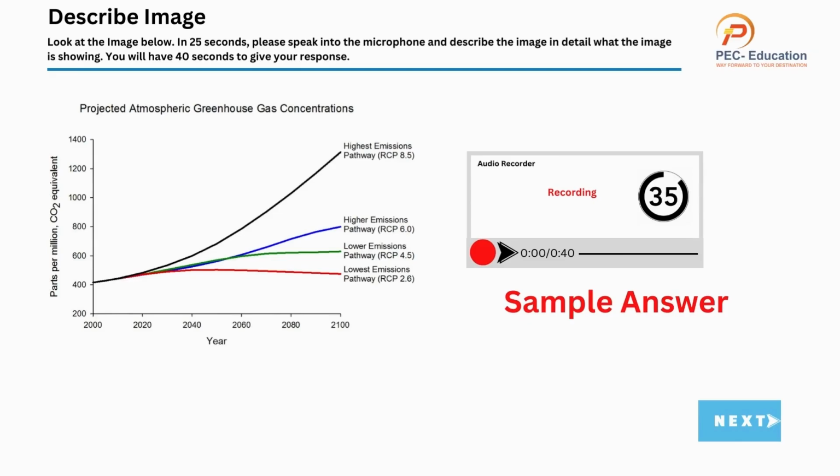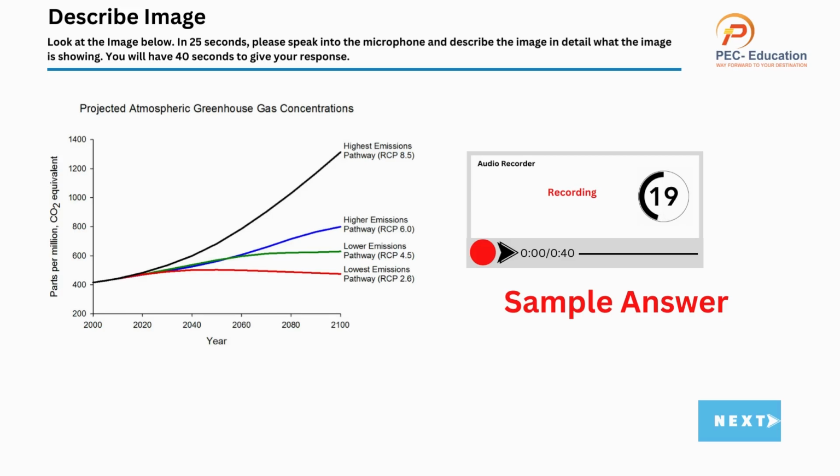The multiple lines graph depicts the projected atmospheric greenhouse gas concentrations from the year 2000 to 2100. The unit of the emission is parts per million, ppm, of CO2. There are 4 different pathways.